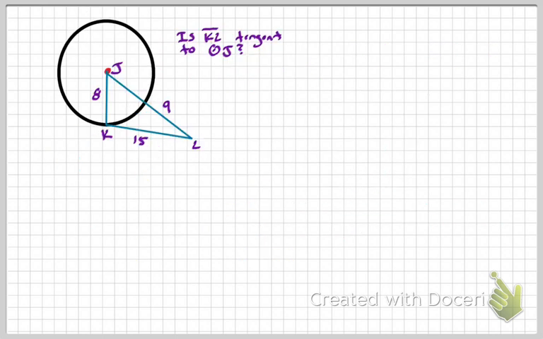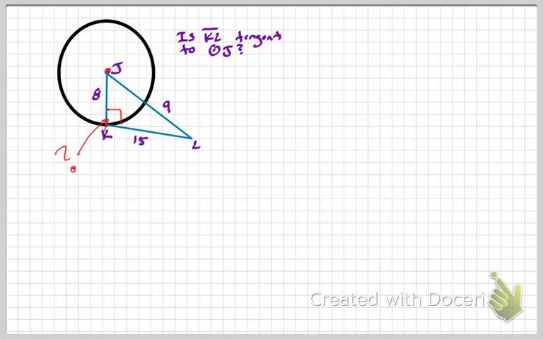So is KL tangent to circle J? Okay, so they're asking, is this yellow segment tangent to our circle, right? Now, if it's tangent, then this would be true because 8 is a radius. So we have to check to see whether or not this is making a right angle. Now the way that we do that, Pythagorean theorem.